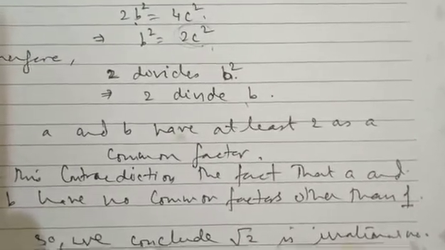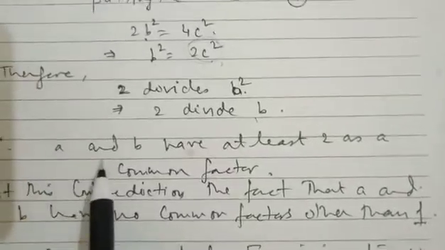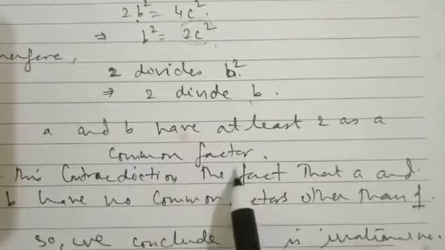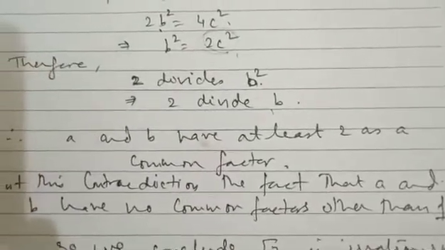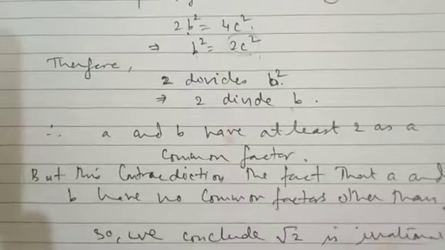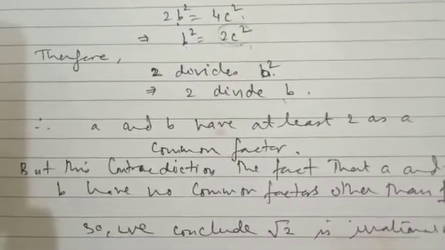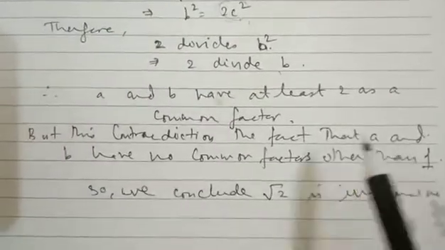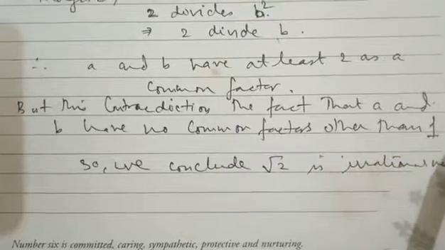But here we are getting that a and b have at least 2 as a common factor. That means we are proving that a and b have the common factor 2. And here is the contradiction, that a and b have no common factor other than 1.